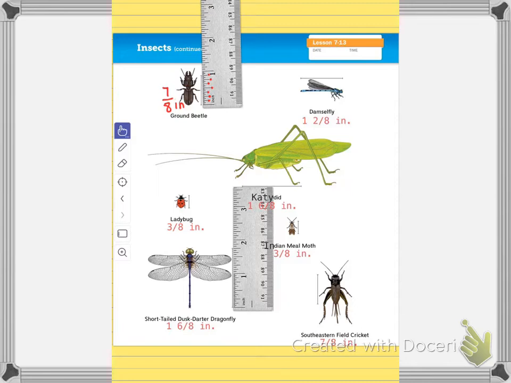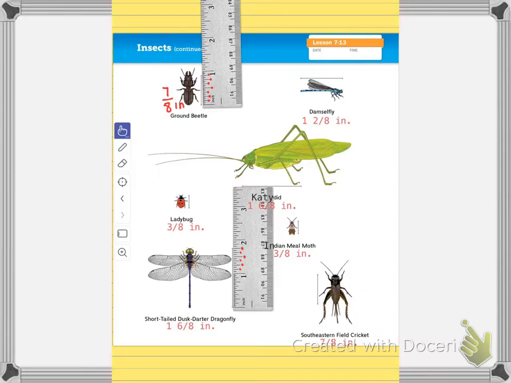When you look at the short-tailed dusk darter dragonfly, we already know that it is 1 6/8, but let's just show you how. Okay, here is the 1, and then each little dot here is going to be an eighth. So we have 1/8, 2/8, 3/8, 4/8, 5/8, 6/8, and that is where we get those 6/8.